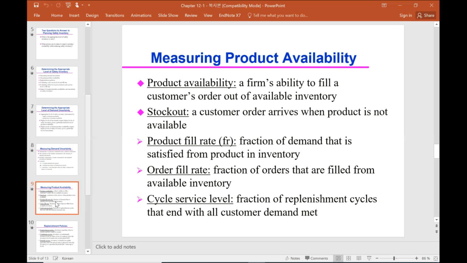So here, the cycle service level indicates the fraction of time, not the fraction of a product. Okay, so this indicates the fraction of time that you can provide a full service to your customer by using the product in your warehouse. Okay, so during this particular time period, you are able to fulfill all the orders that customers place. Okay, that is the meaning of the cycle service level. So that's quite different from the product fill rate or the order fill rate. Okay.